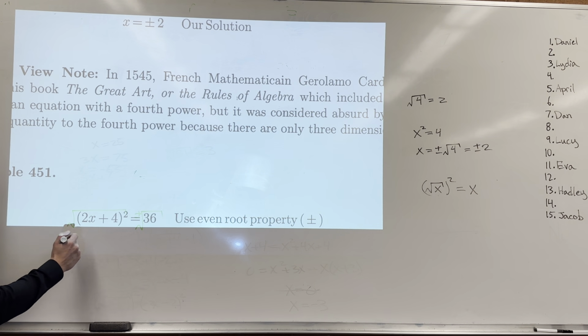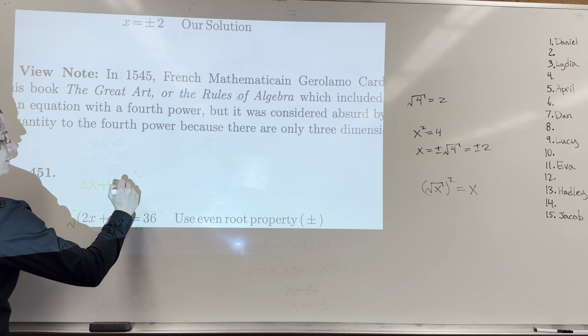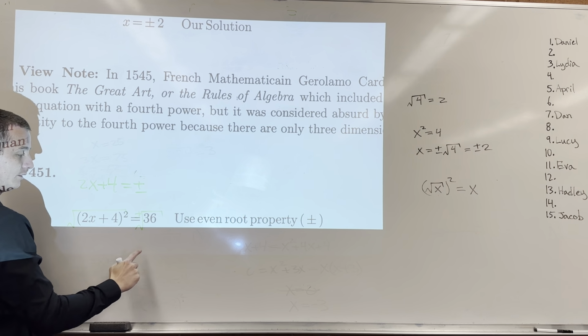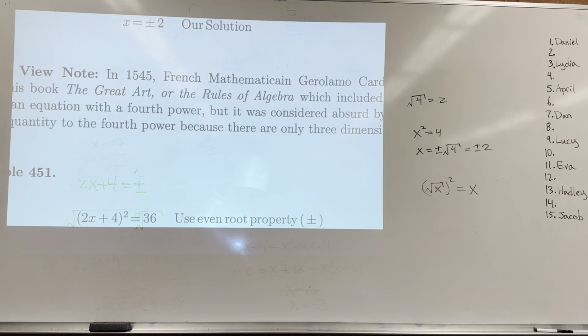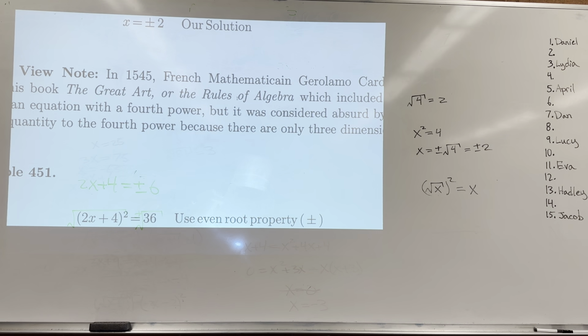So the square root and the square undo each other, so we have 2x plus 4 is equal to plus or minus the square root of 36. What's the square root of 36? Come on, square root of 36. 6. So it's going to be equal to plus or minus 6.